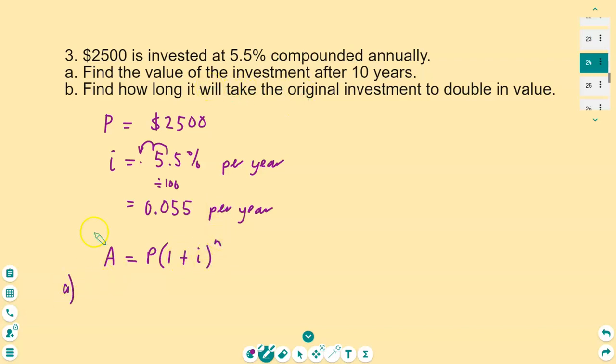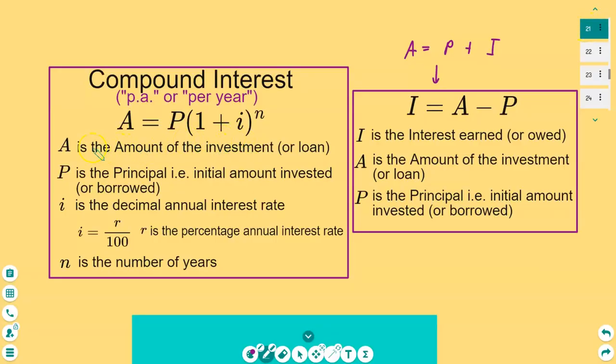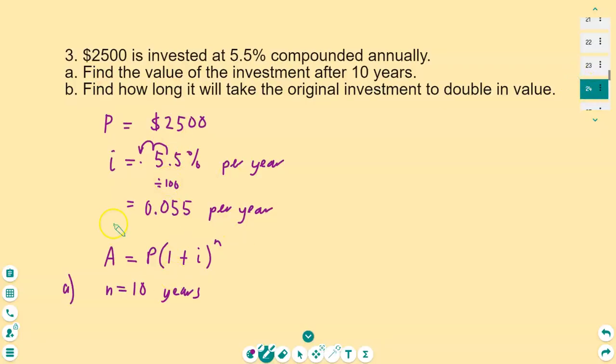Okay. Part A. Yeah, the value of the investment after 10 years. Well, definitely know that N is 10 years. The value of the investment, well, after an amount of time is how much it amounts to. That's the A value, right? If we come back to 21, the amount of A is the amount of the investment after a certain period of time. P is what it starts as. Okay, so we can just plug it straight in and we'll be right.